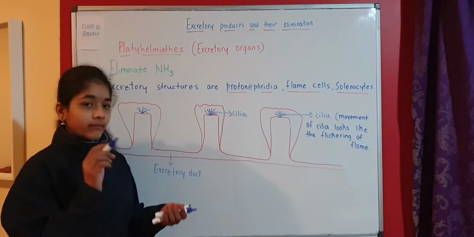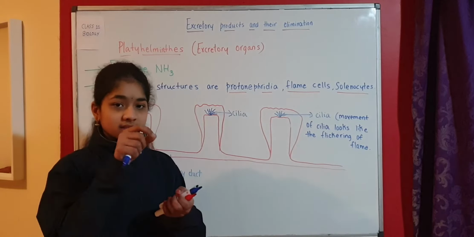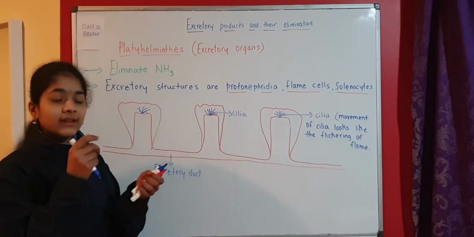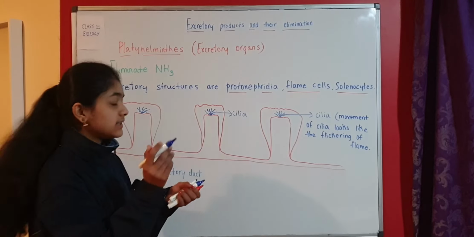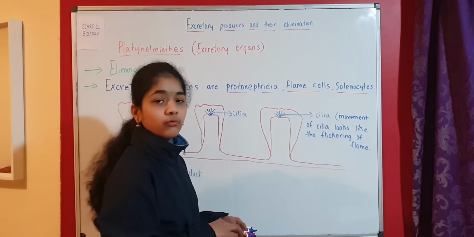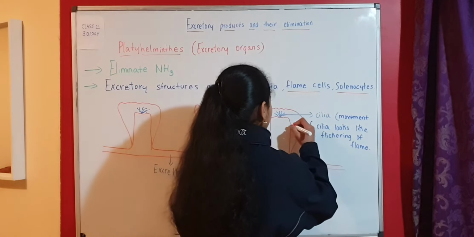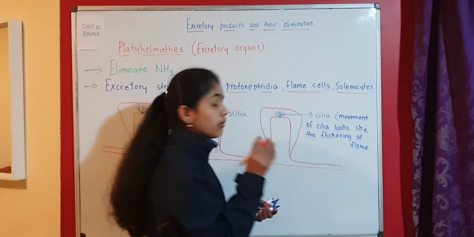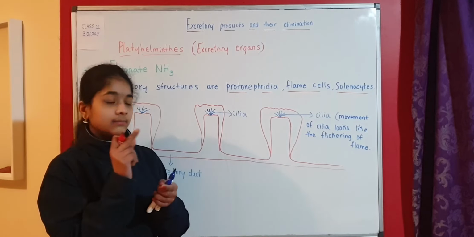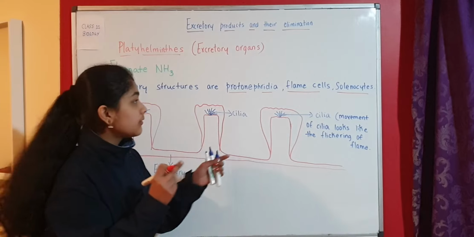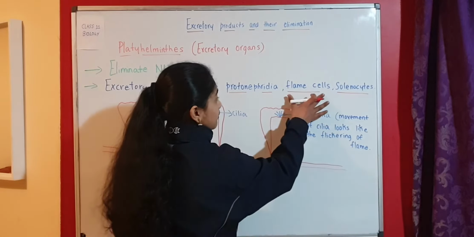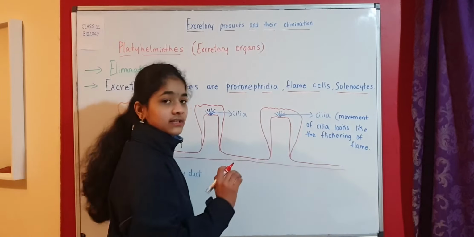When you see a burning candle with its flame on, sometimes when there is a lot of wind, it flickers like this. So when these cilia move, or when they locomote like this, it looks like the flickering of the flame. That's why they're called flame cells. This is how the name came about.